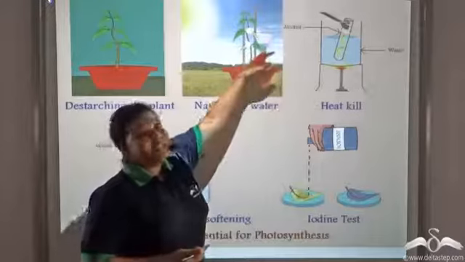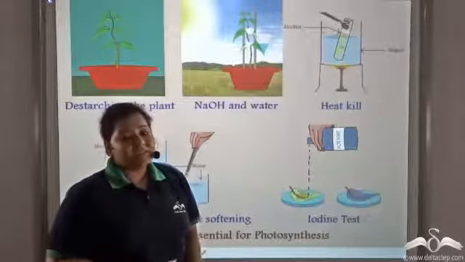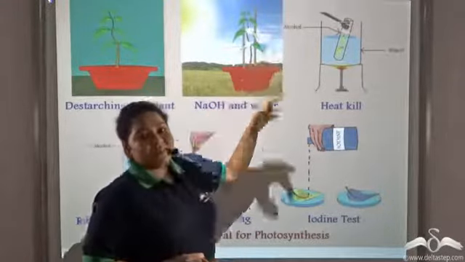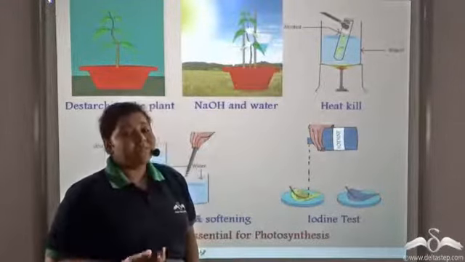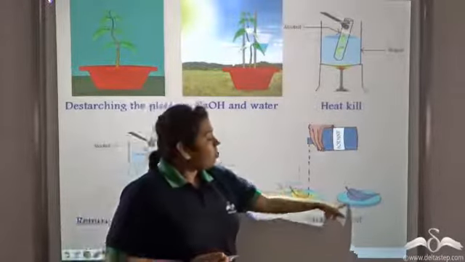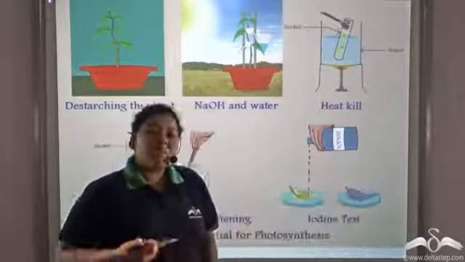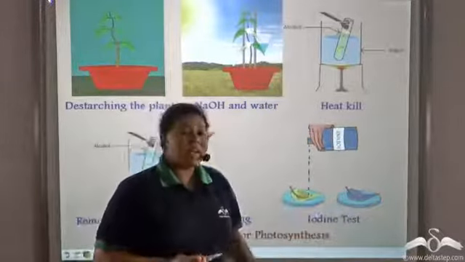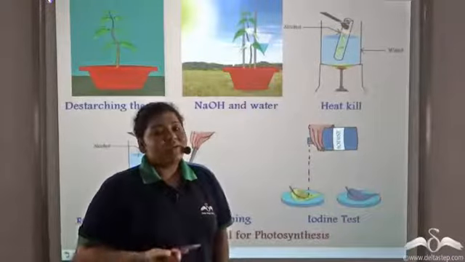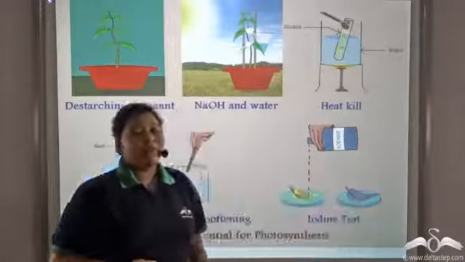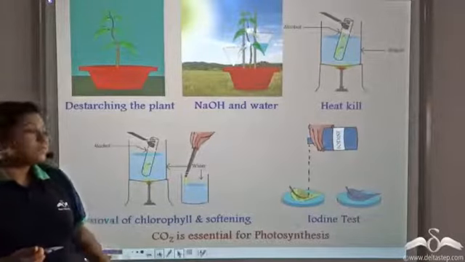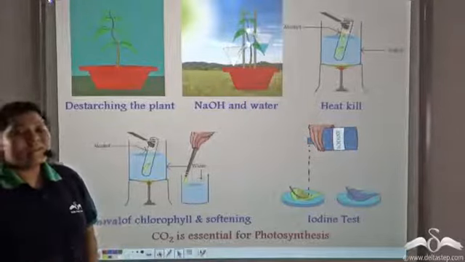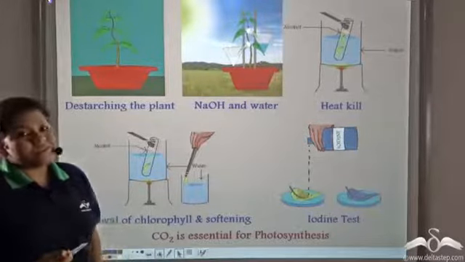But this leaf, which was inserted in a beaker containing water, had carbon dioxide present inside in the air, so it could photosynthesize in the presence of light. So it shows a positive test for the iodine solution. That is, it turns blue-black on application of iodine, proving that starch has been formed by photosynthesis. So through this entire experiment, it is pretty clear that carbon dioxide is absolutely essential for photosynthesis.